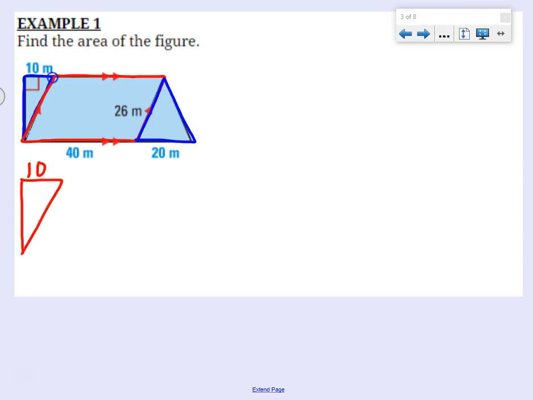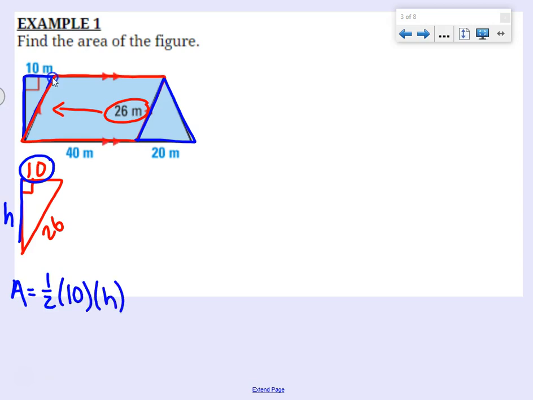We know this piece is 10. We also know it's a right triangle. We can also know that this side is 26 because it's a parallelogram, so opposite sides are congruent. To find the area of this, we're going to need the length of our height. We know our base is 10, so we have area equals 1/2 base times height. To find our height, we are going to have to use the Pythagorean theorem, a squared plus b squared equals c squared. Something we're very familiar with.